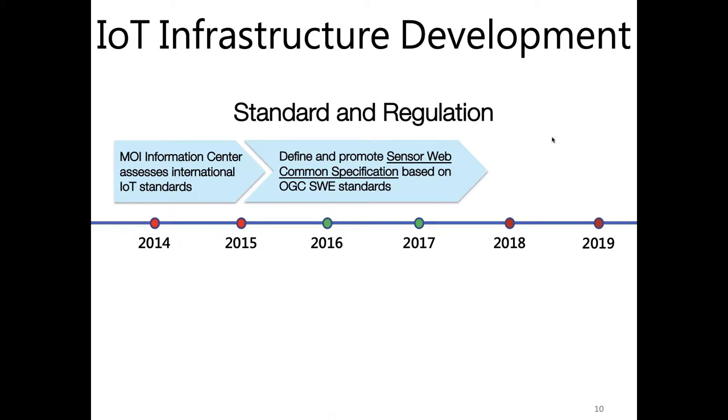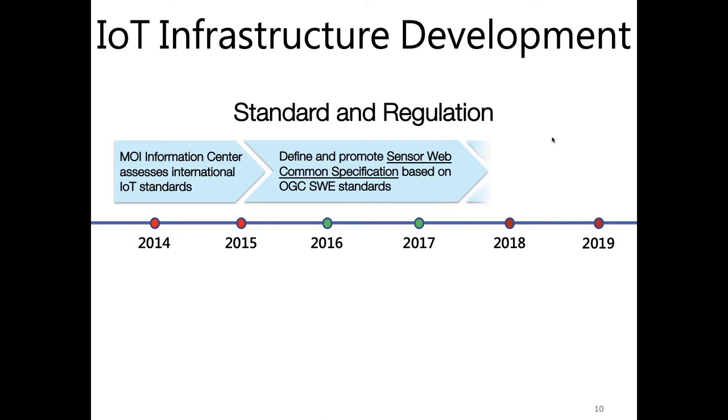And in 2015, they selected the OGC suite, the sensor web enabled. But at that time, the SensorThings API was not officially published yet. So at that time, we were using the OGC suite, but not including the SensorThings API. From 2015, we defined and promoted what we called the sensor web commons specification, which set up the rules of sharing sensor data in Taiwan. So all the government agencies, if they want to share sensor data with the public, need to follow this specification.